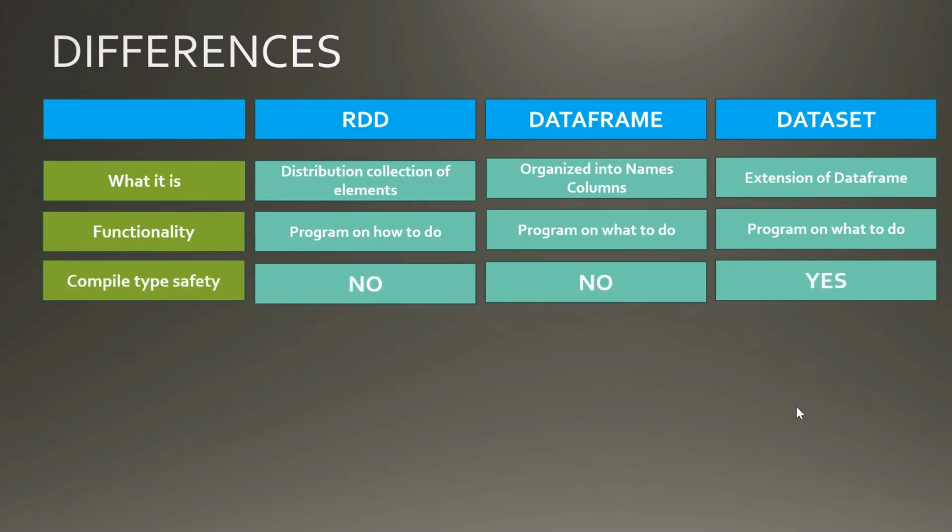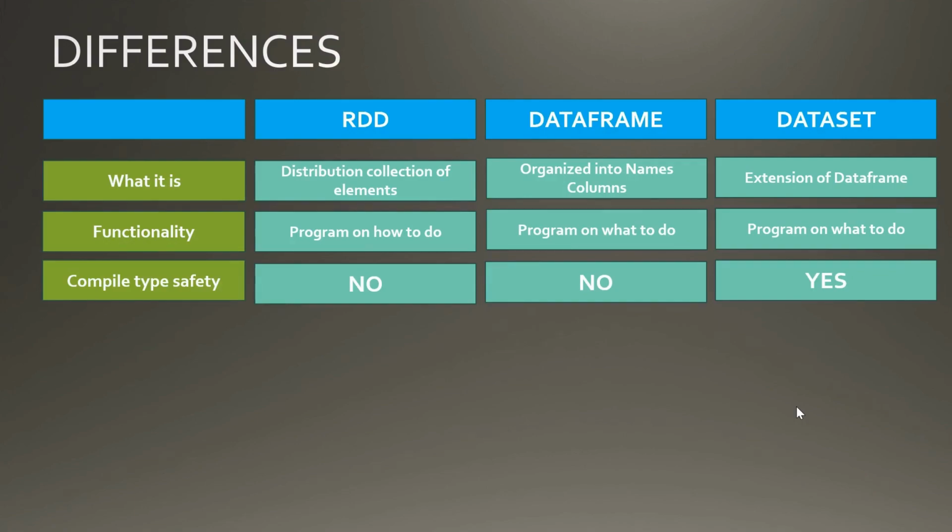Now, compile time safety. It's very important. RDD doesn't have any compile time safety, but dataset does have compile time safety. Compile time safety means, let's say you have data with a number of columns and you are querying on that dataset and you are mentioning a column name which is not present in that particular dataset. At the time of writing the code, at the time of compiling, it will mention that the data column is not present.